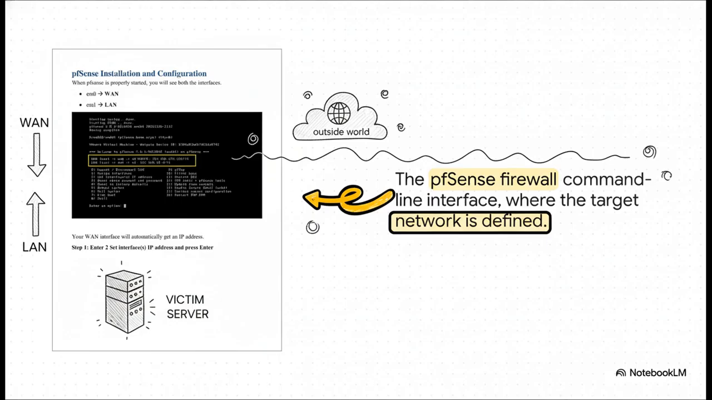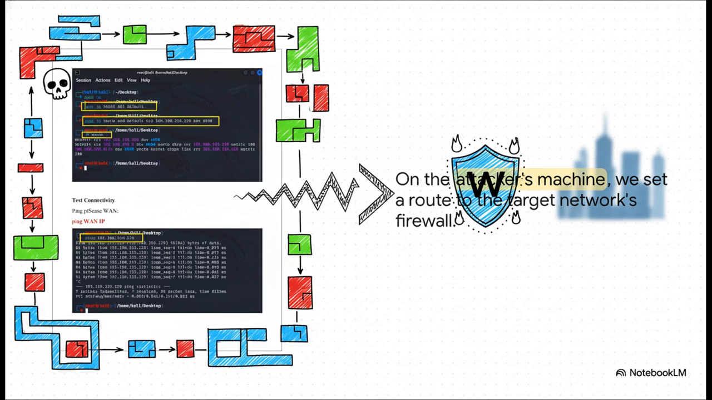This is the wall we're about to try and climb. Now, over on our attacker's Kali machine, we run a very similar command. We're essentially telling our machine how to find the target network through the firewall's public-facing door. As soon as we can successfully ping that address, we know our attack machine has a line of sight to the target's perimeter. The stage is officially set.